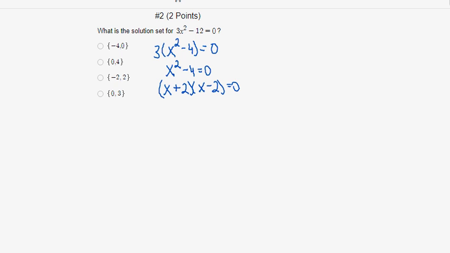We set each factor separately equal to 0. And we know, once again, we're going to have 2 and -2. The other thing, when we have a variable squared without the other variable, we can isolate the variable. X squared equals 4, take the square root, and we still get x equals positive and negative 2.